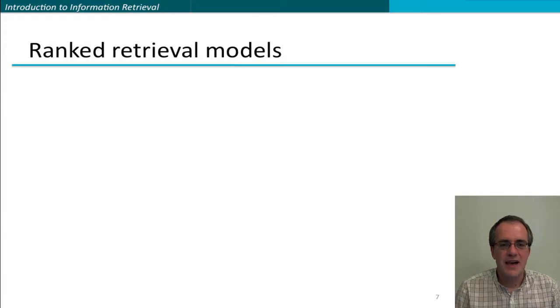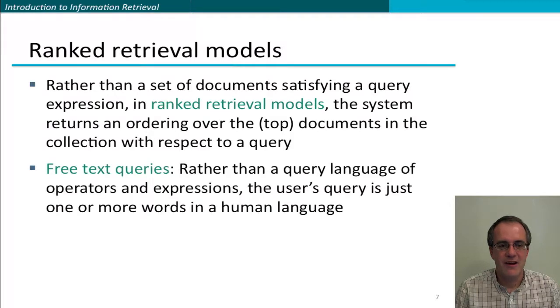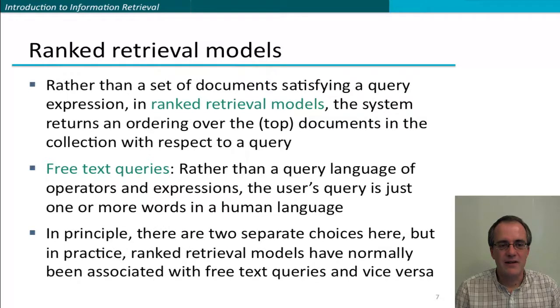So part of the solution has been the development of ranked retrieval models. The idea of these is that rather than a set of documents satisfying a query, in ranked retrieval models, the system returns an ordering over the top documents in the collection with respect to the query. Going along with that has been the adoption of free text queries. Rather than an explicit query language like the Boolean retrieval model with its ands, ors, and nots, the user's query is now just some words in a human language. In principle, these are two separate choices which could be manipulated separately, but in practice ranked retrieval models have normally been associated with free text queries, and the opposite for the Boolean retrieval model.